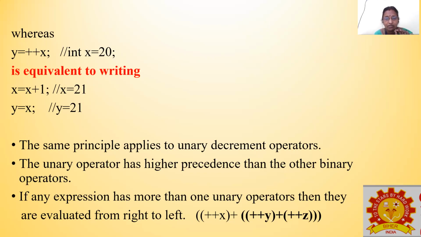For example, consider the expression ++x + ++y + ++z. What has to be computed first? Since the associativity is from right to left for unary operators, first we calculate ++z and then ++y. Then the ++y result is added to ++z. Then the pre-increment operation of ++x is done, and that value is added to the partial sum of ++y and ++z. This is the way it has to be completed.